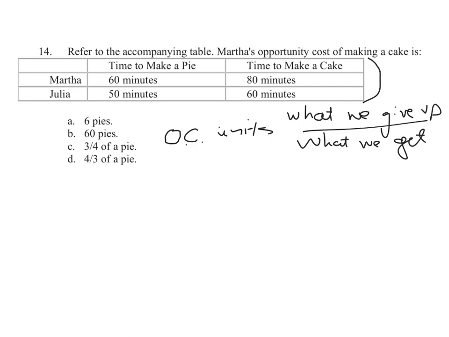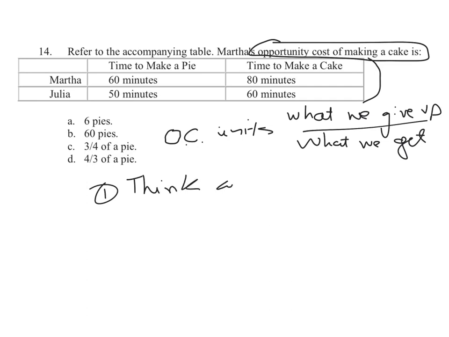So we're asked here, what's Martha's opportunity cost of making a cake? There's two ways to do this. There's probably more than two, but there's two ways that I would urge you to pick from. You do what works for you. Do whichever is easiest, and you can do it 100% of the time correctly. So one way is just to think about moving the time. If we're giving up pies, taking time away from making pies to make cake, how many pies are we giving up? How many cakes are we getting?